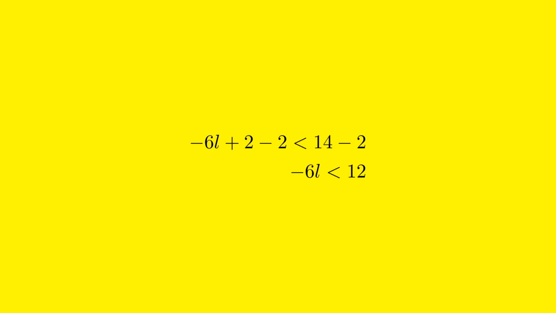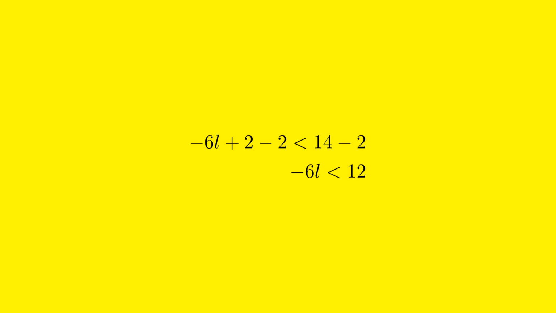Step 1. Solve the inequality. Negative 6l plus 2 is less than 14. First, we need to isolate the variable term negative 6l on one side of the inequality. To begin, we'll subtract 2 from both sides of the inequality to remove the constant term 2 from the left side. This is necessary because we want to isolate the term containing the variable for better clarity and simpler calculations.